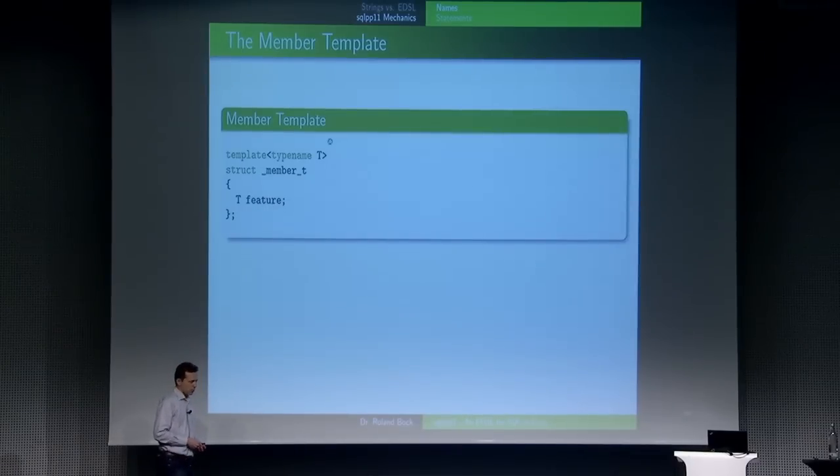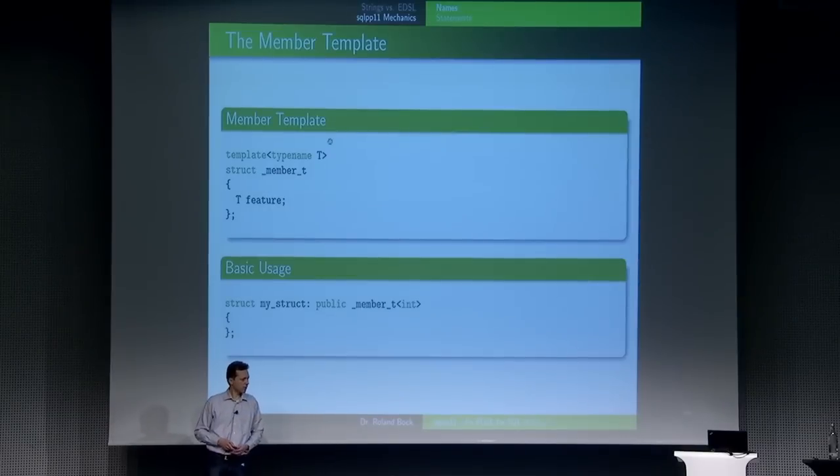And the idea is very simple. It starts with this template. I call it the member template. Cannot get much simpler. So it's a template with one type as a parameter. It has one member. This member has a specific name. That is important. In this case, the name of the member is feature. And the type of the member is, of course, the type that you give as a parameter to this template.